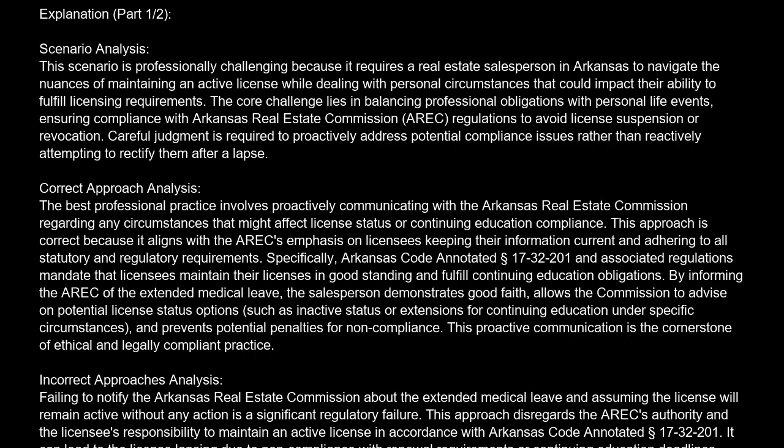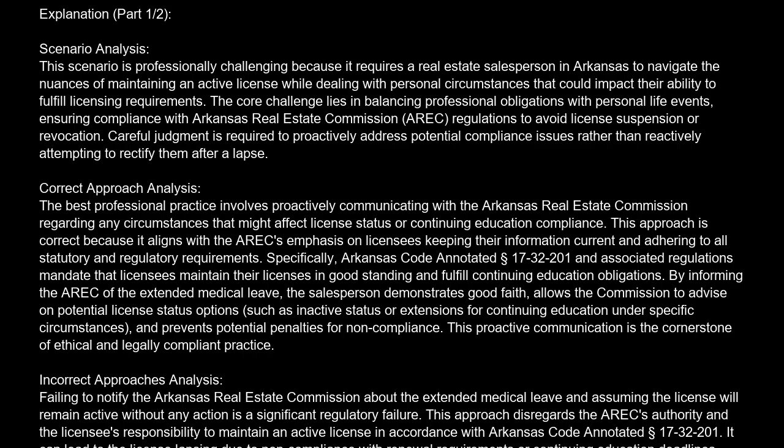The core challenge lies in balancing professional obligations with personal life events, ensuring compliance with Arkansas Real Estate Commission (AREC) regulations to avoid license suspension or revocation. Careful judgment is required to proactively address potential compliance issues rather than reactively attempting to rectify them after a lapse.